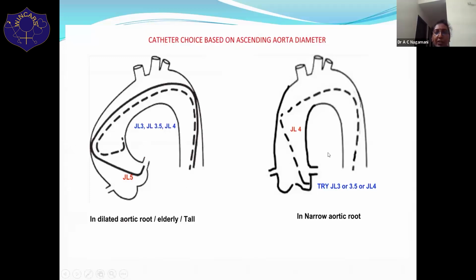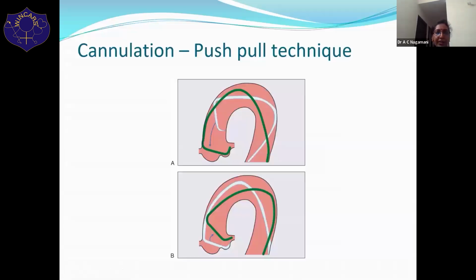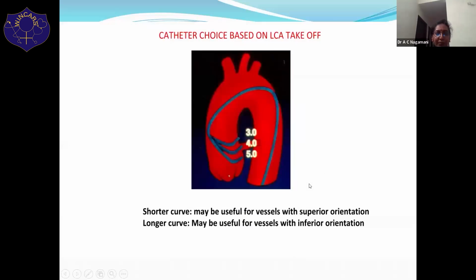When you have a narrow aortic root, either 3.5 or JL4 is preferred. So what happens when you use JL4? You are going down. But if you have a dilated aortic root, if the patient is tall or elderly, you need a 4.4 or a JL5. If you are using a smaller curve, it just folds off in the higher ascending aorta. So some push-pull technique is also required, and you can ask the patient to take a deep breath, and some small rotations and push-pull are required to ensure cannulation. A shorter curve may be useful for vessels with superior orientation, and longer curves may be useful for vessels with inferior orientation.